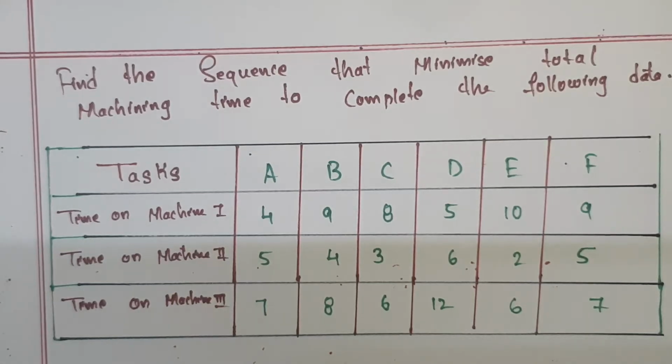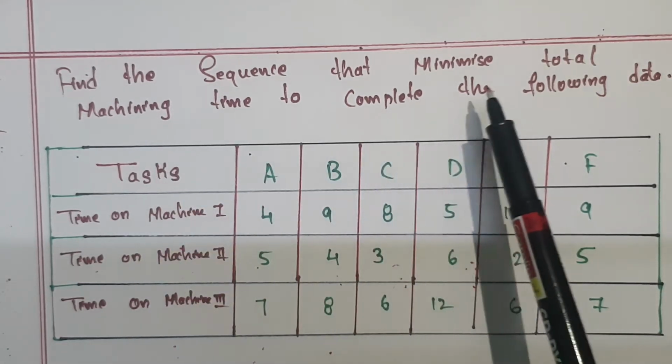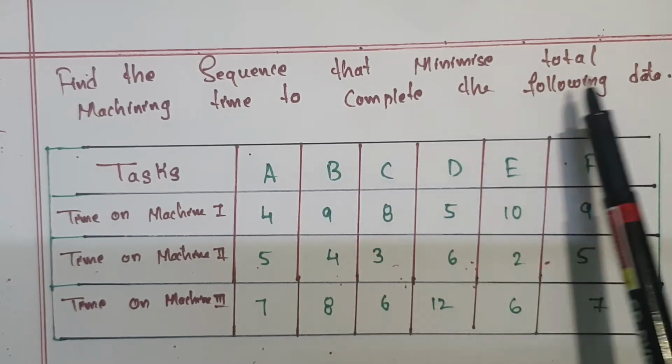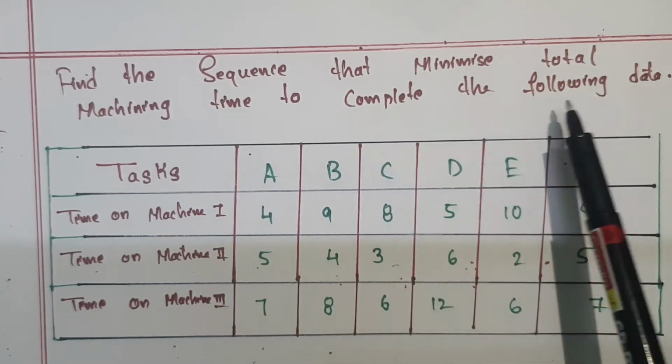Okay, hi everyone. Now the last problem is based upon sequencing. In that, I am directly finding the sequencing. So here, what is given? Find the sequencing of minimum total to minimize the total machining time and complete the following data.